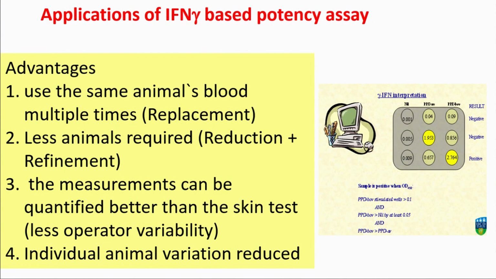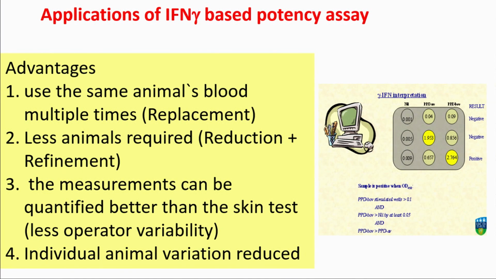As an aside then, there's a lot of work being done by Eamon Gormley on using gamma interferon-based potency assays. The advantages of this would be using the same animal's blood many times, so that would be replacing live animals with a test tube. We'd have fewer animals required, so we'd reduce the number of animals. Refinement, we wouldn't be injecting the animal 8 times, we'd just be taking a blood test.